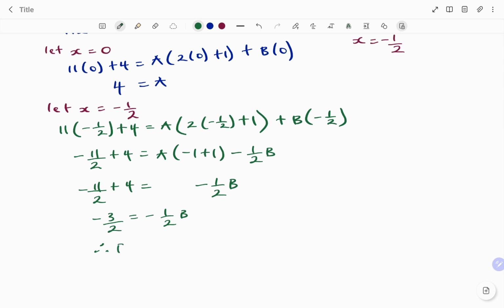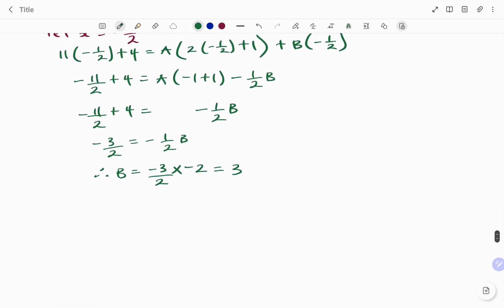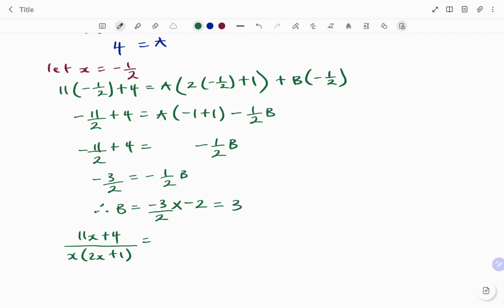Therefore, my B will be minus 3 over 2 times minus 2, and that will be positive 3. So therefore, I have (11x + 4) divided by x(2x + 1) will be equal to, my A is 4, so I have that as 4 over x, then I have plus B is 3 over 2x + 1.